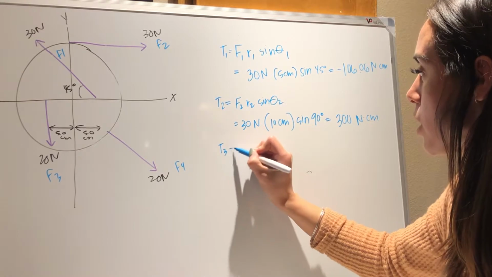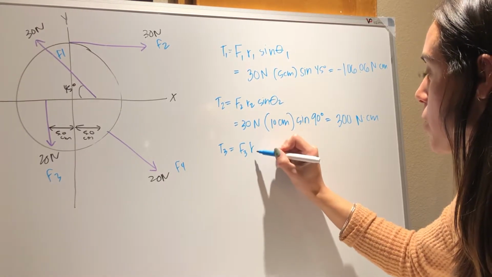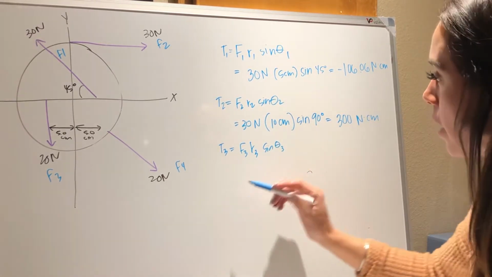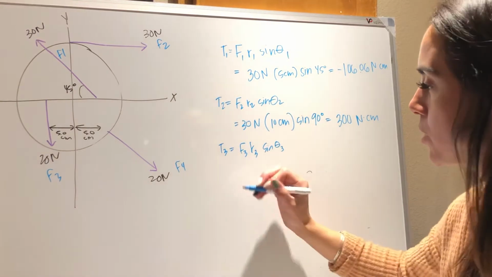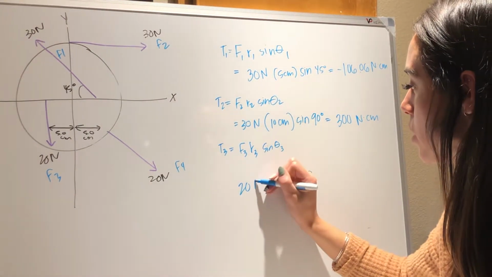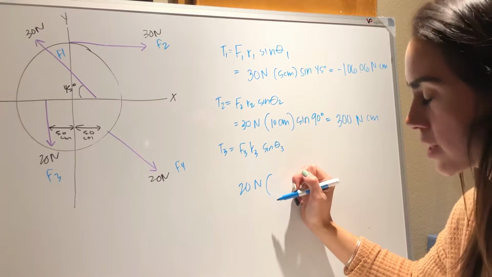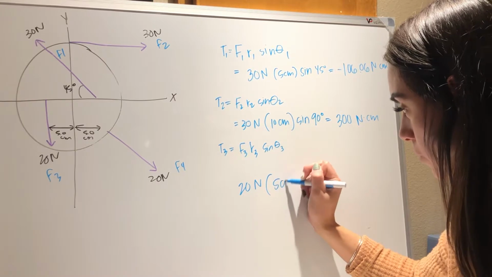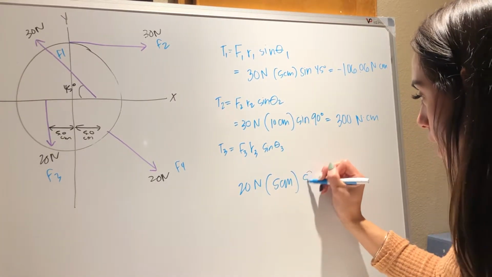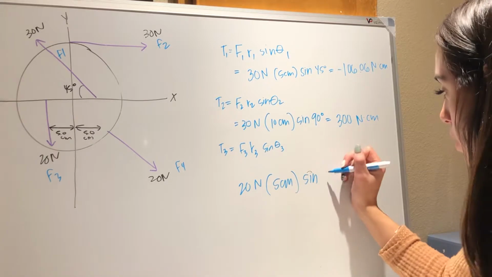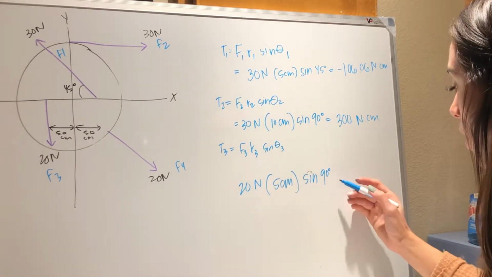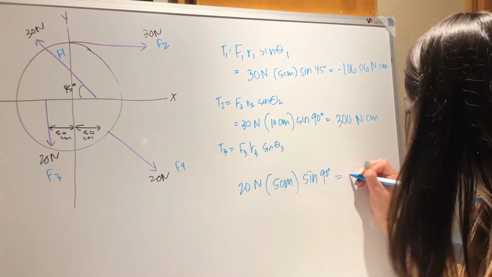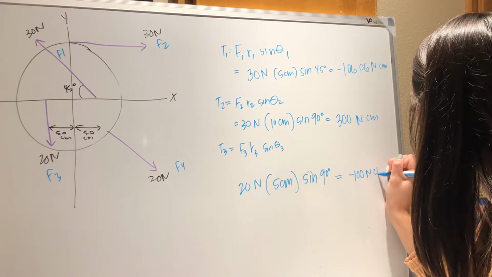And then we're going to move on to the third one. So T3 equals force of 3 times radius of 3 times the sine of the third angle. And that's this one. So the force is going to be 20 newtons. And we're going to times that by 5 centimeters, and the sine of, and this one's also 90 degrees as you can tell, and that's going to equal negative 100 newtons times centimeters.